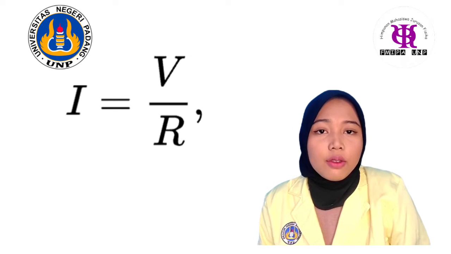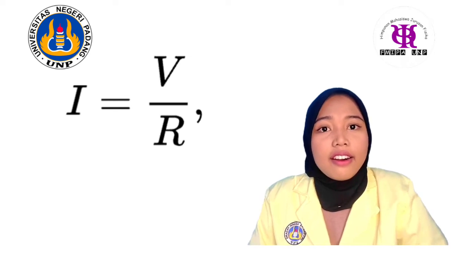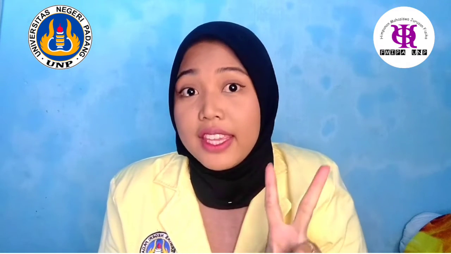I equals V divided by R, where I is the current through the conductor in units of amperes, V is the voltage measured across the conductor in units of volts, and R is the resistance of the conductor in units of ohms. More specifically, Ohm's law states that the R in this relation is constant, independent of the current.